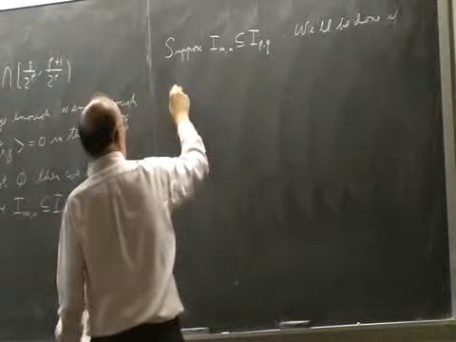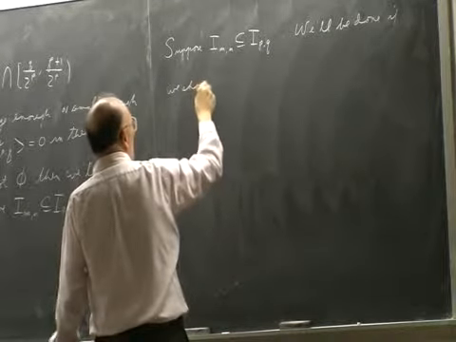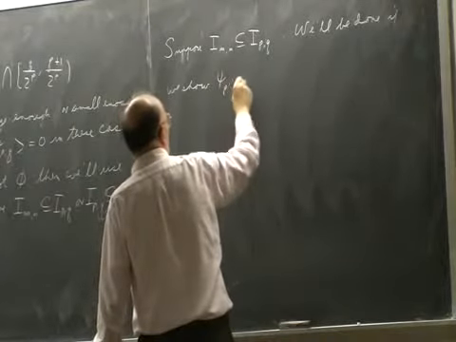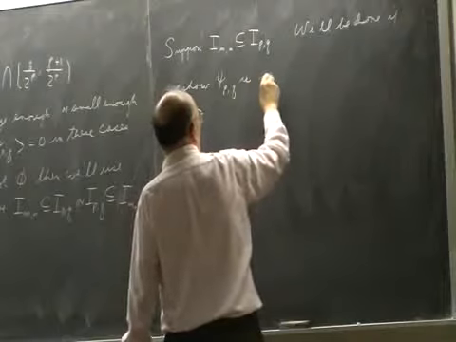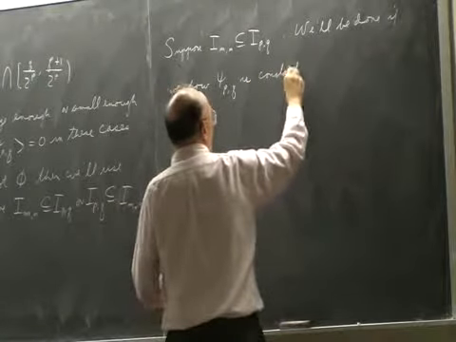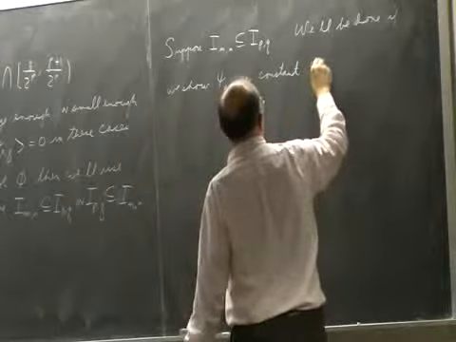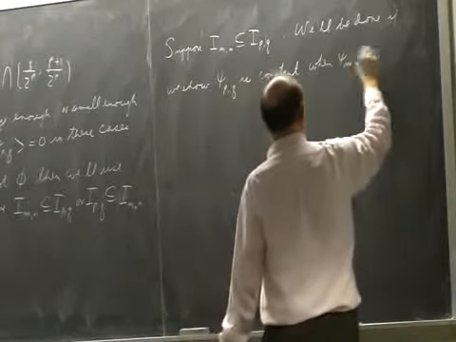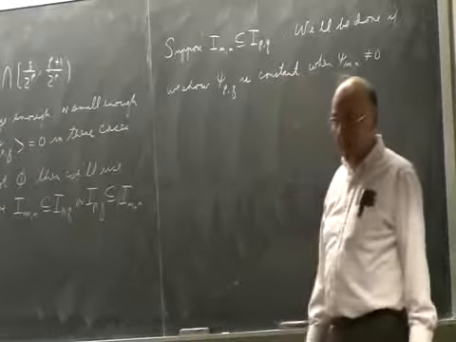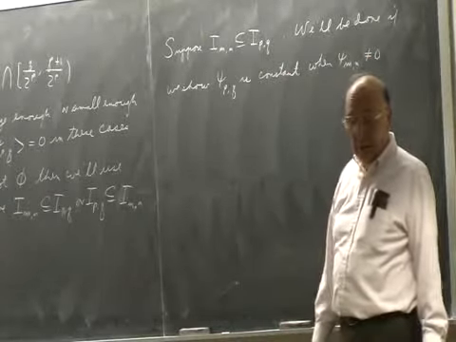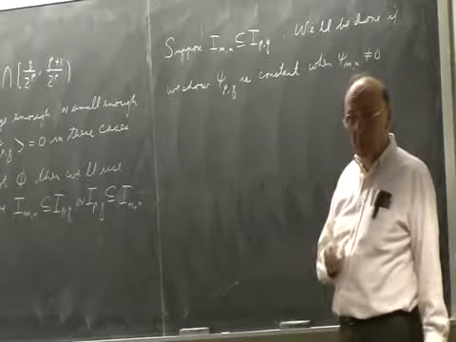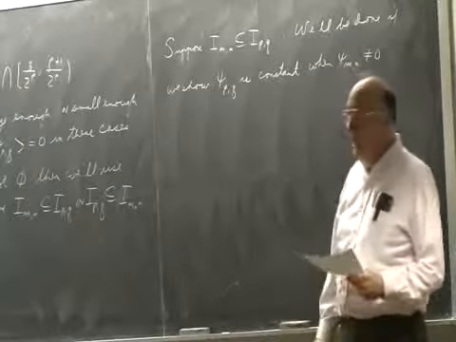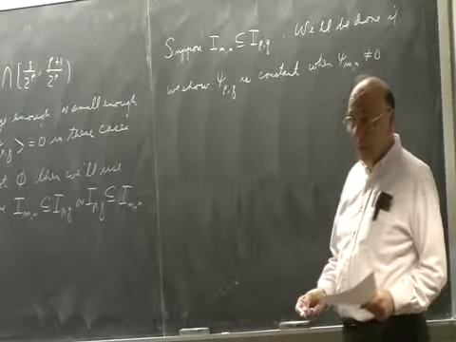if we show that psi PQ is constant when psi mn is not 0. Everyone see that? So that's what's going on with this. There's this halving procedure, and we really need a wavelet.